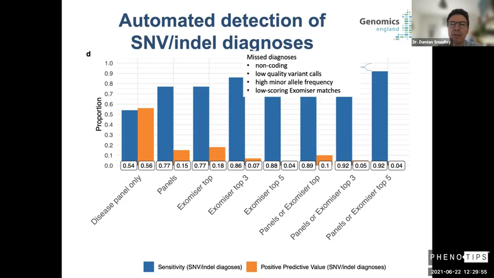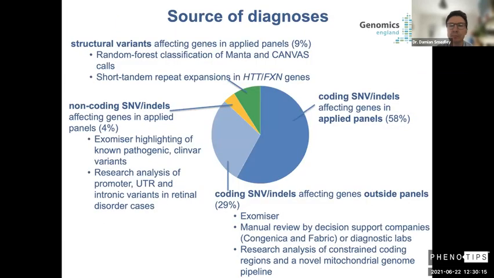And where we missed diagnoses, this is because they were non-coding, so we weren't looking for non-coding variants in this flavor of the pipeline, or they were called as low quality, so we ignored them, or they failed our minor allele frequency filters. And then a few were low scoring Exomiser matches outside the top 5.